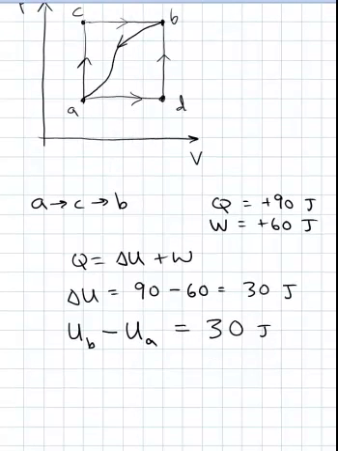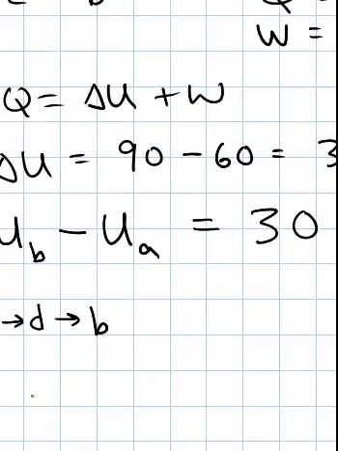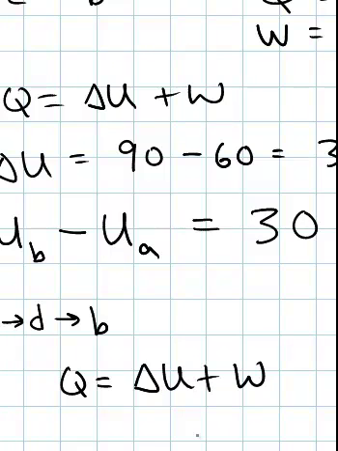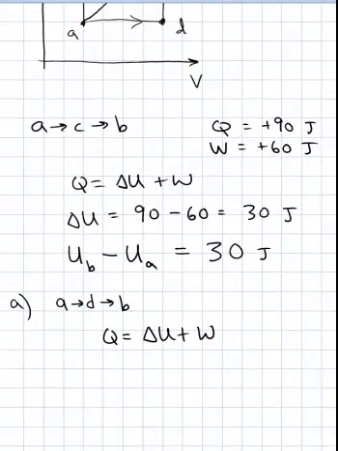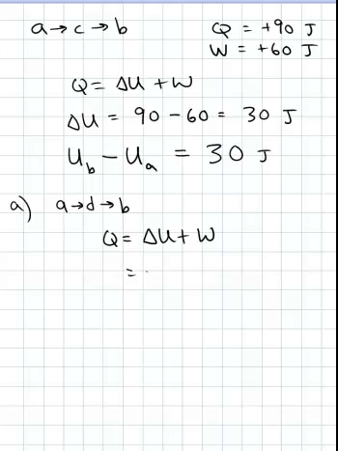Okay, now let's take a look at part A. Part A says we take the path from A through D over to B, and we want to know what is Q. Well, delta U we know now. This is also going to be positive 30 joules. And W is given, so we end up with 45 joules. And that's heat that's added to the system because it's positive.